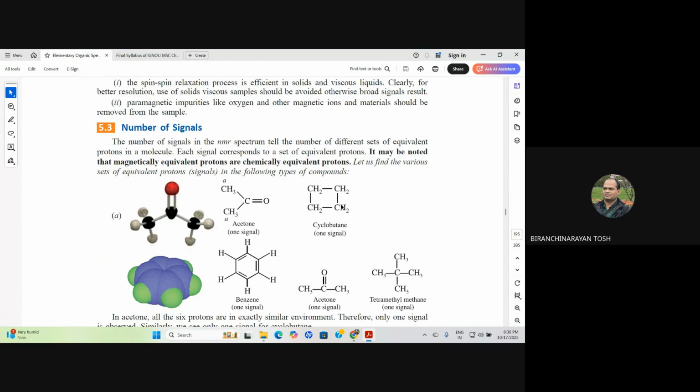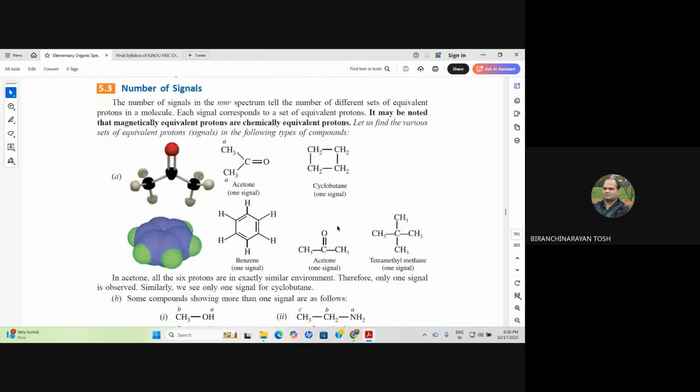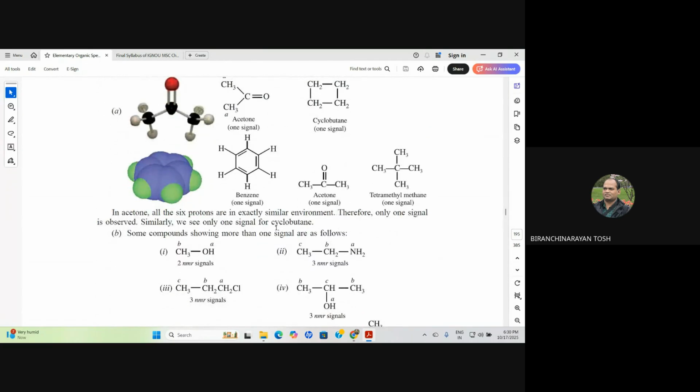Similarly, in case of cyclobutane, eight hydrogens are there. They are also chemically equivalent and magnetically equivalent. So we'll get only one signal. Similarly, benzene, tetramethylmethane, acetone, all will give a single signal, one signal only. So it has been written here. In acetone, all the six protons are in exactly similar environment, therefore only one signal is observed.